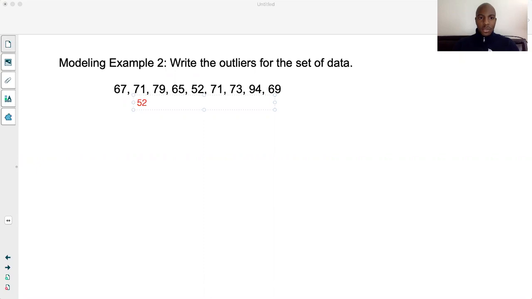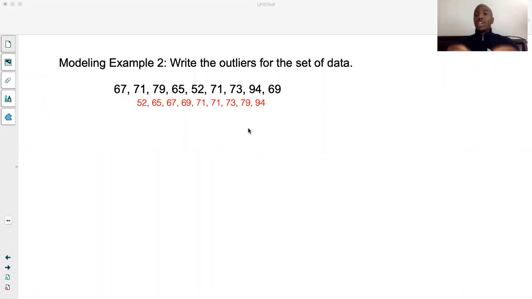I get 52, 65, 67, 69, 71 2 times, 73, 79, and finally 94. Okay, these are our data. If I was to write the data, right, from smallest to largest, this is what we end up getting. Okay, now I need to create a number line.